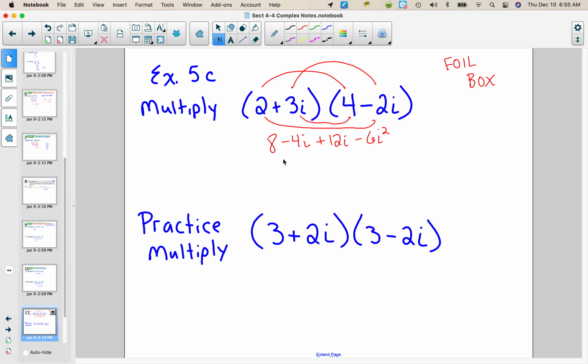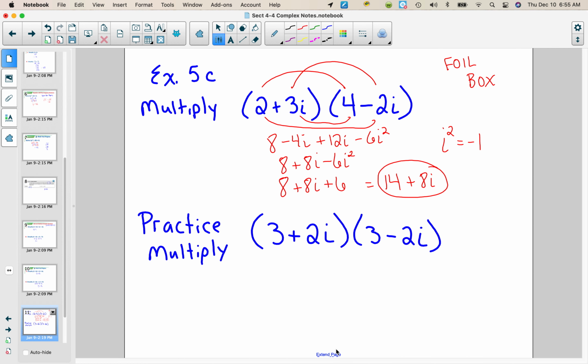Now we can combine like terms. The middle two are like terms, so we have an 8i. And then we have to remember i squared is -1. So that means I have a -6 times a -1, which makes this a +6. So now I can combine the real parts. So I get 14 plus 8i is my answer.